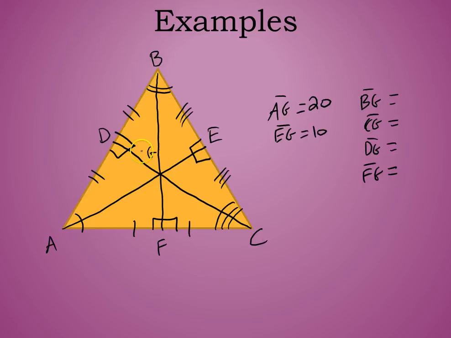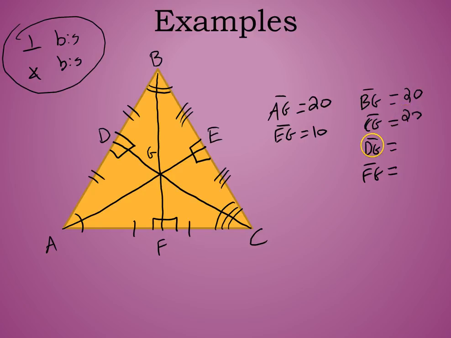Now this case is getting a little interesting. We have a perpendicular bisector and an angle bisector. Which one do we have? Well, I have angle bisectors, and I have perpendicular bisectors. I have them both. If I have them both, I can answer everything. AG, BG, and CG are all the same, so these are all 20s. DG, EG, and FG are all the same, so those are all 10s.